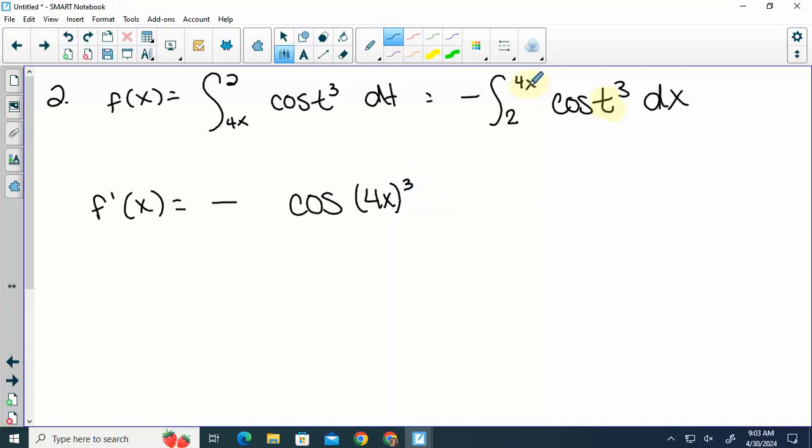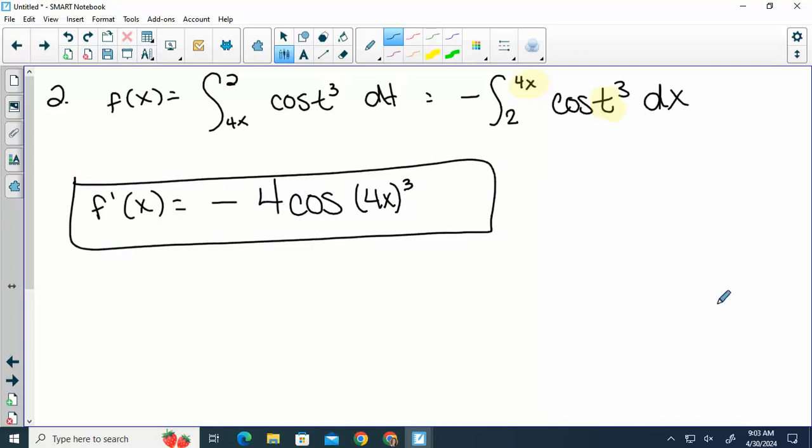And then we have to think about the chain rule. What's the derivative of 4x? 4. And so that's our answer. Because think about if you integrated and you plugged in the 2, that would be a constant. When you did the derivative of that 2, it would go to 0. So it's only the pieces that have a variable in them that would stay. Is that okay?